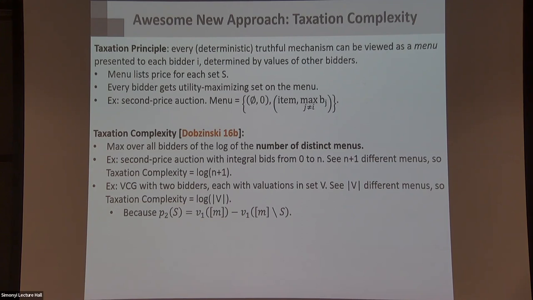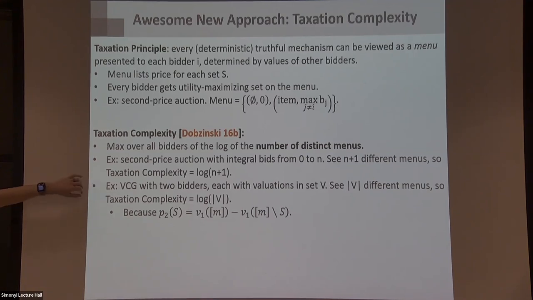you want to say, fixing all the other inputs, how many different ways can it be sensitive to mine? So menu complexity is, how sensitive is it to my input? And taxation complexity is like, how many different ways can it be sensitive to my input? If that makes sense. Think of the other players as inducing a mapping from your value to what you get. And I want to know, how many mappings are there? So let me pause here for a second and ask if these examples make sense.